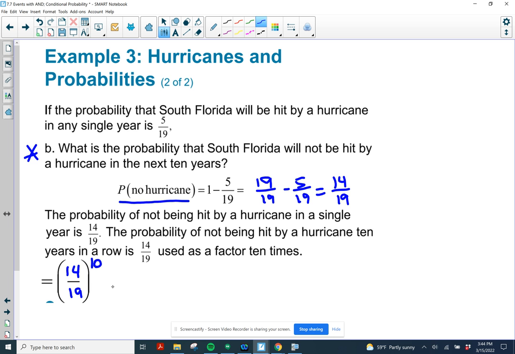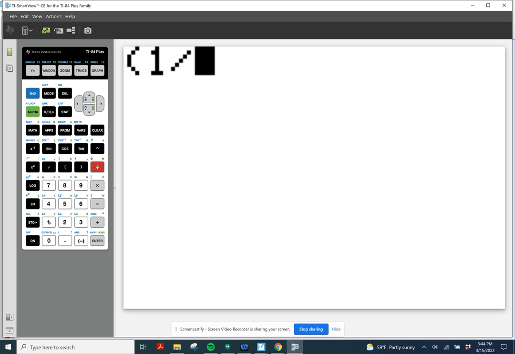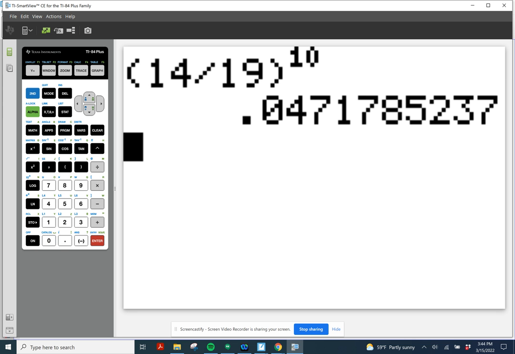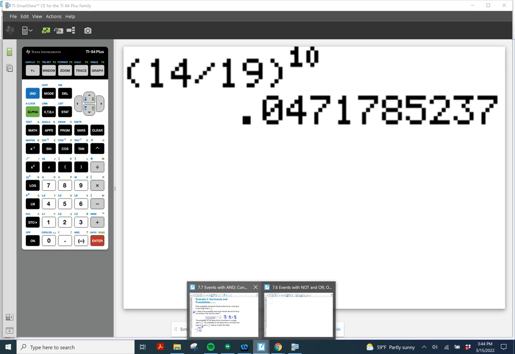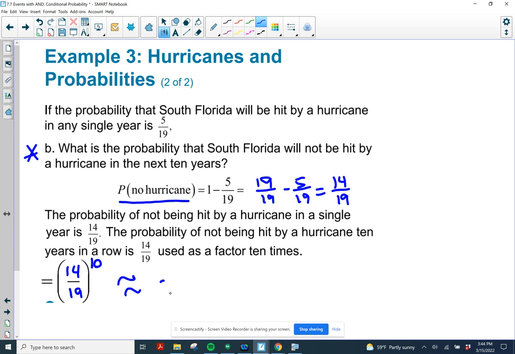And then we will grab our calculator, and I think we'll just do this one as a decimal. So we're going to do 14 divided by 19, and we're going to raise that to the 10th power. That is going to be 0.047. We'll just round it there. So that is approximately 0.047, and there's our answer. Okay, let's move on to the next slide.